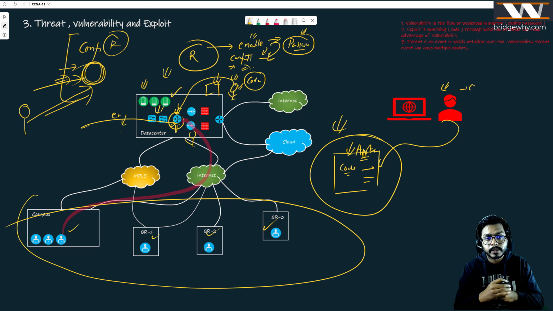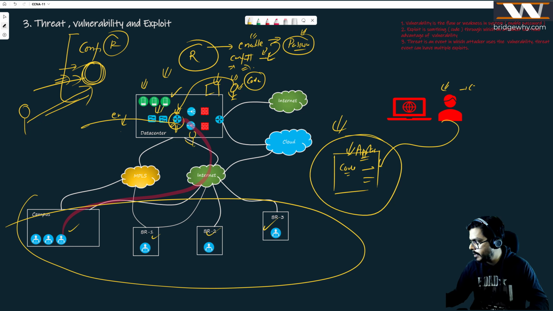What is the meaning of threat? Threat is this complete event which is happening right now. Somebody is coming into your organization, taken access of your router and doing some bad things, right? This is a complete event which can have maybe one exploit, two exploits, multiple exploits, because you have multiple vulnerabilities in your system. It is as simple as that.